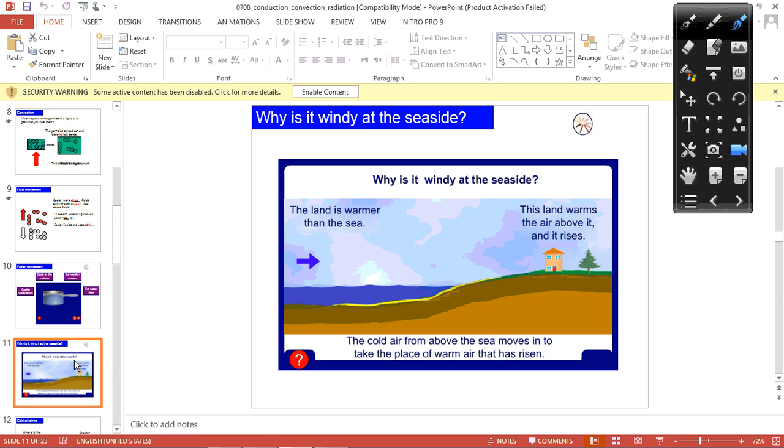Now when the warm air rises to the atmosphere, the cooler air will have to go back to the space of the warmer air to replace its space, and this is called convectional currents.